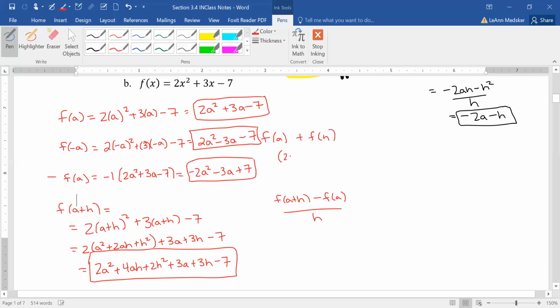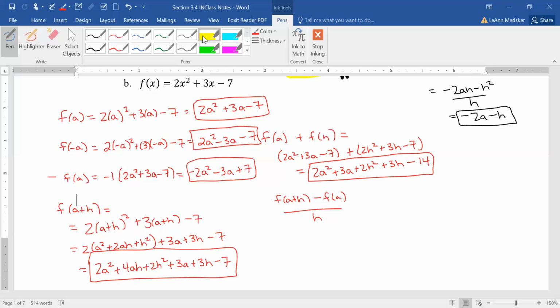For this last one, remember this is just two separate evaluations. f of a is 2a squared plus 3a minus 7 plus f of h would be 2h squared plus 3h minus 7. If we add those together, that is 2a squared plus 3a plus 2h squared plus 3h, and we can combine the 7s, so negative 14.